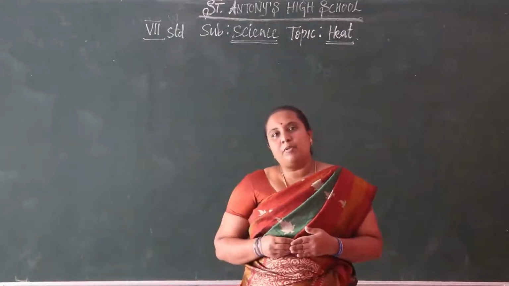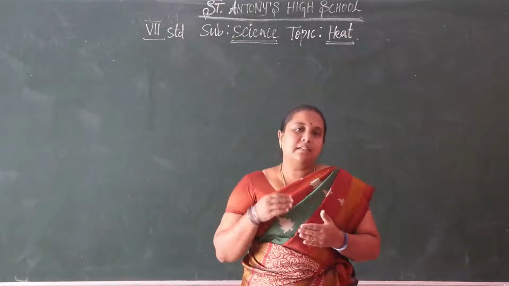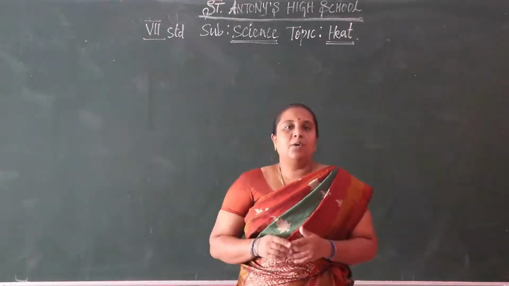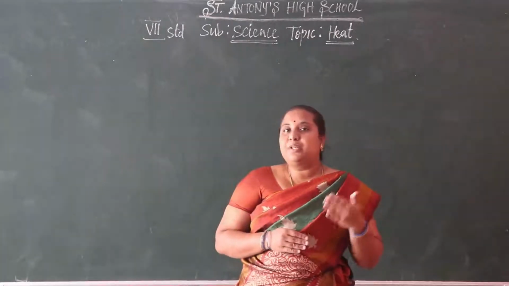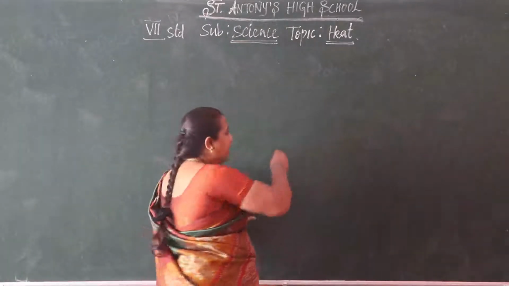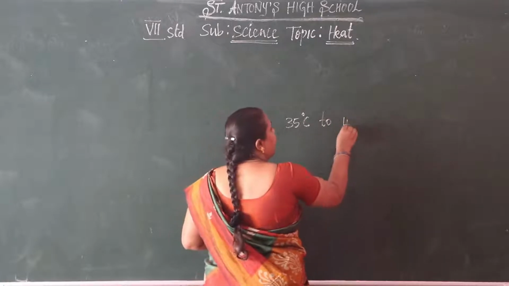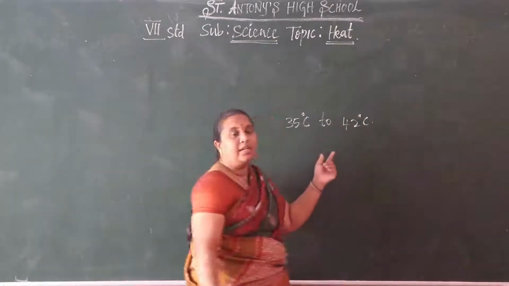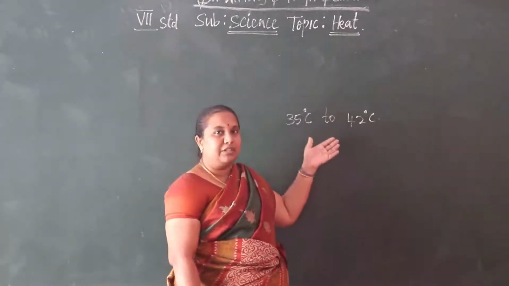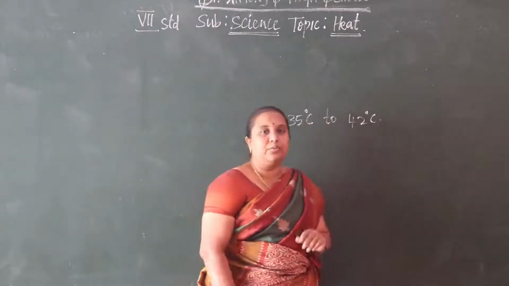The laboratory thermometer is similar to the clinical thermometer, but the temperature we measure in the laboratory thermometer is a little bit higher. What is the range we measure using the clinical thermometer? Only 35 degrees Celsius to 42 degrees Celsius. We can measure only 35 degrees Celsius to 42 degrees Celsius.